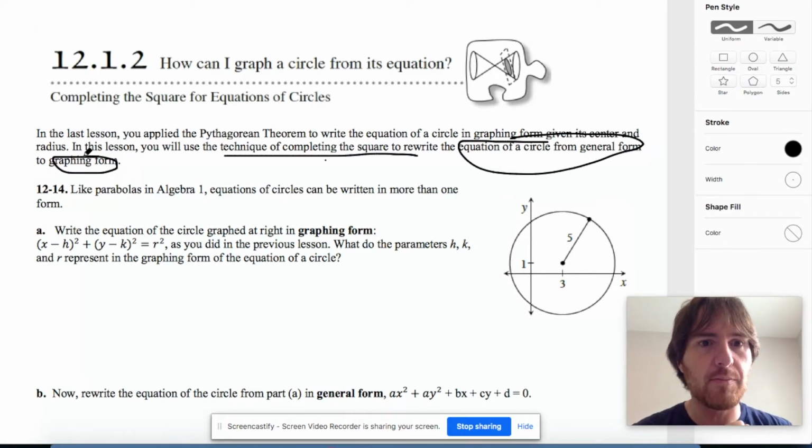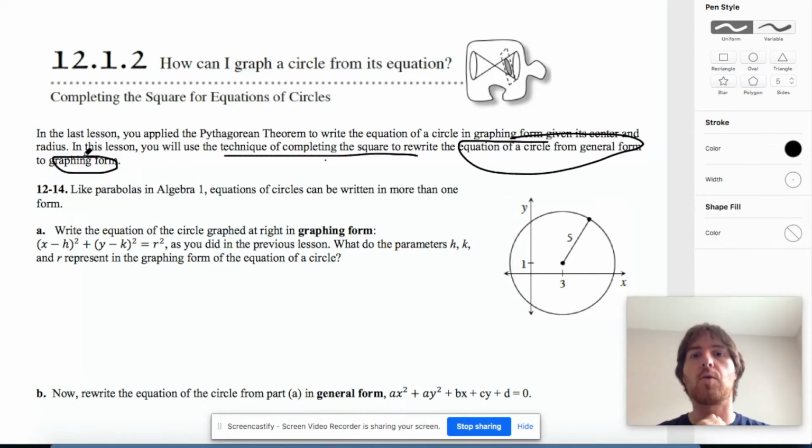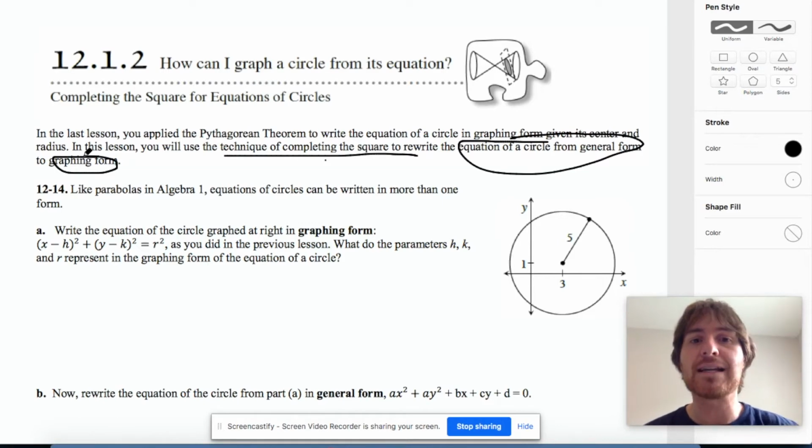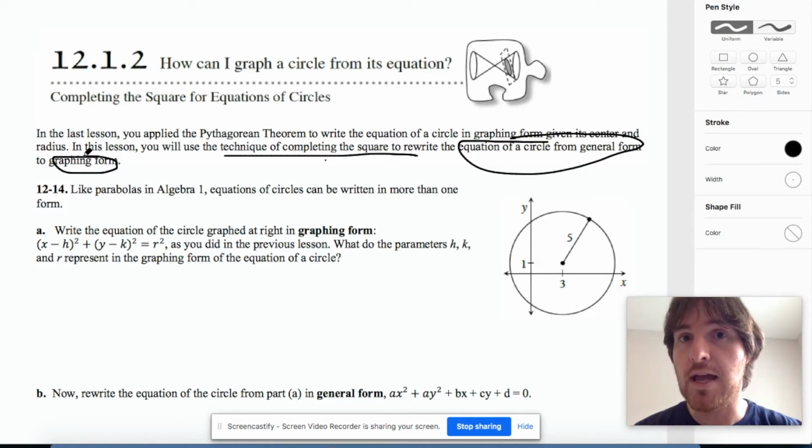In the last lesson, you applied the Pythagorean theorem to write the equation of the circle in graphic form, given its center and radius. You actually did that two lessons ago. In this lesson, you will use the technique of completing the square to write the equation of the circle from general form to graphic form. So it's kind of a review of what you did yesterday. We'll make sure you know how to do this super awesome skill. Let's get going, guys.